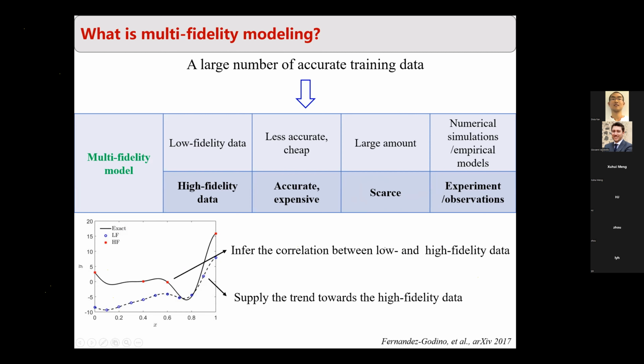So in the multi-fidelity modeling, the low fidelity data is used to supply the trend towards the high fidelity data, and the high fidelity data is used to determine the correlation between the low fidelity and high fidelity data. The key of the multi-fidelity modeling is to learn the correlation between the low fidelity and high fidelity data.